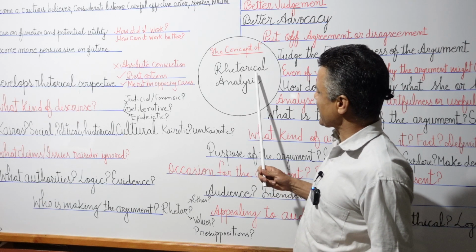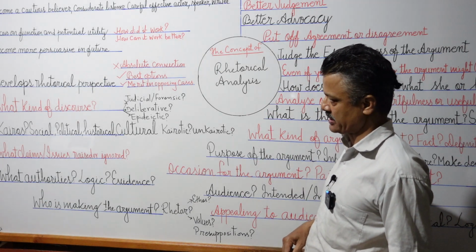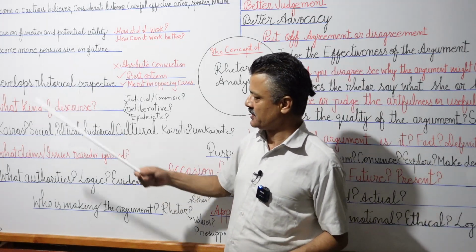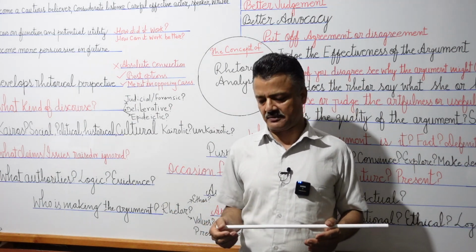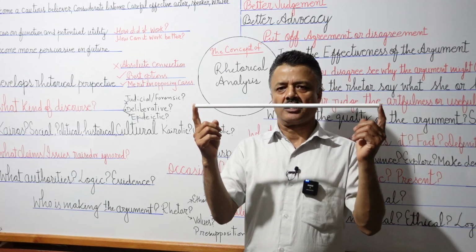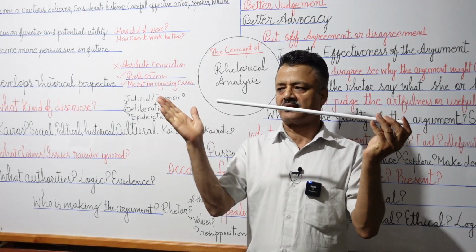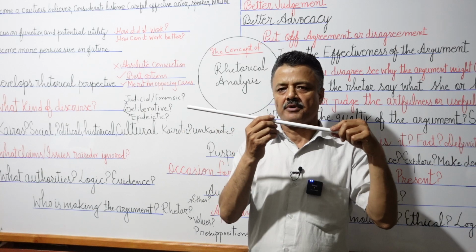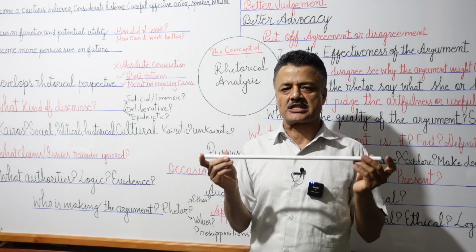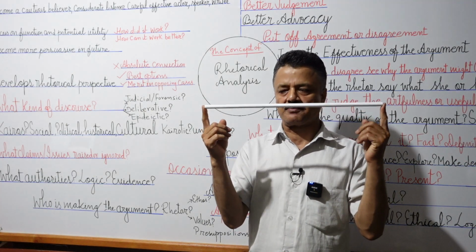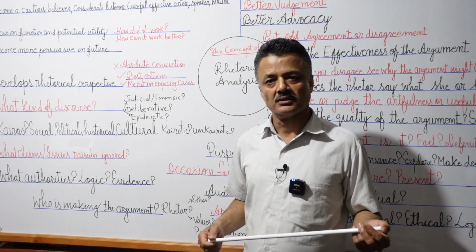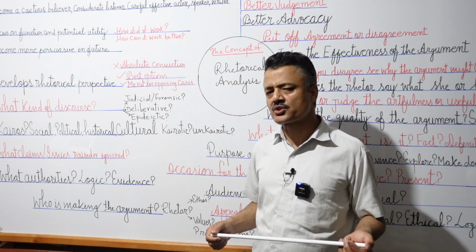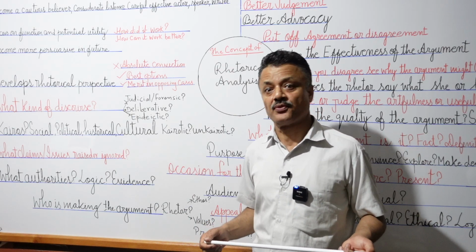In the same way, when we practice rhetorical analysis, we develop a rhetorical perspective. What is a rhetorical perspective? Rhetorical perspective is not taking sides, neither this side nor that side, being in between. Rhetorical perspective is avoiding extremes. You don't say what is truth. You don't ask, is this true? You don't ask, is this false?